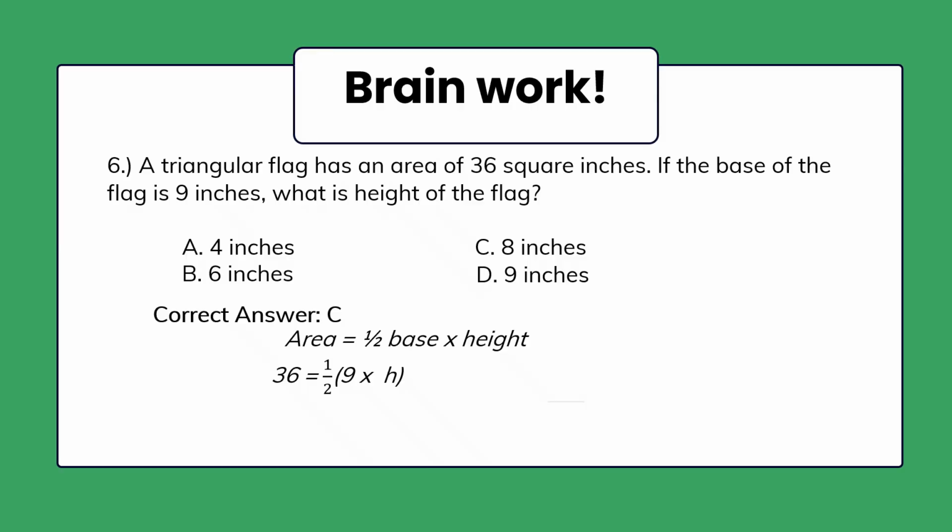Then we're going to get half of the base times height. So here we don't have a whole number, half of 9. So all we have to do is multiply both sides of the equation by 2. So 36 times 2 is equal to 72. And 2 times 1 half of 9 times height is equal to 9 times height. And to get the value of height, we're going to divide both sides of the equation by 9. And the height is equal to 8 inches.